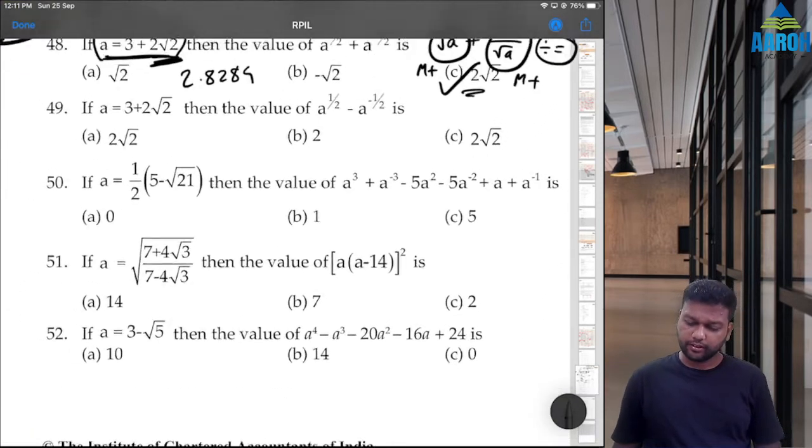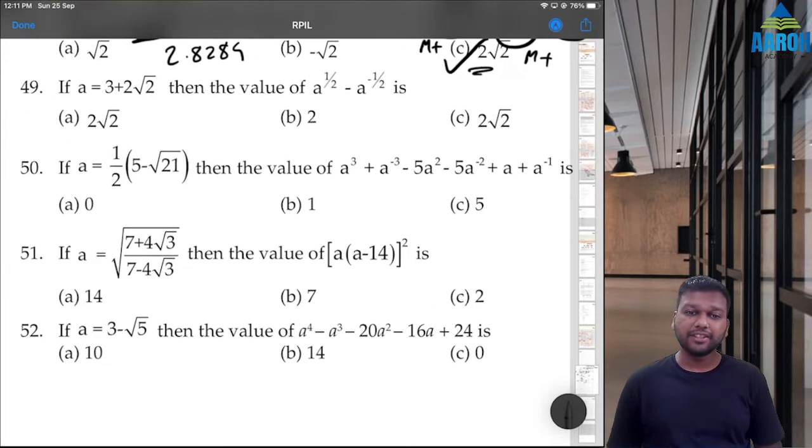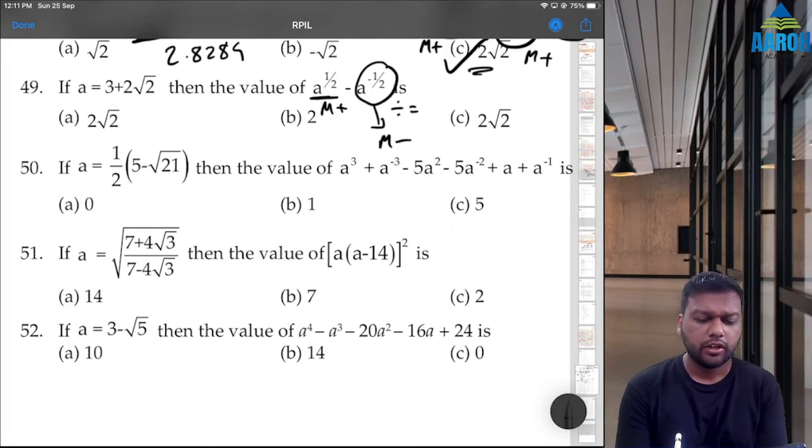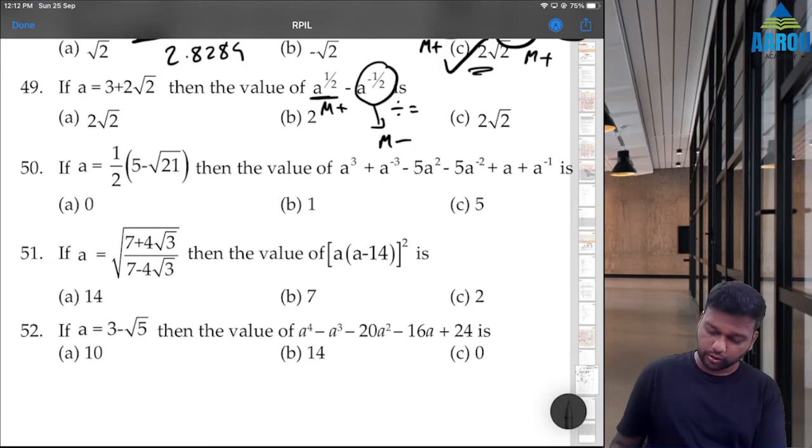Next 49, again a similar question, just they have given minus here. So we'll do this M plus, then reciprocal and M minus. Let's do it. 2 into 2 root plus 3, that is 5.8284 again, square root, M plus, divided by equal to, M minus, MRC gives us 2 exactly. So 2 is the correct answer, option B.